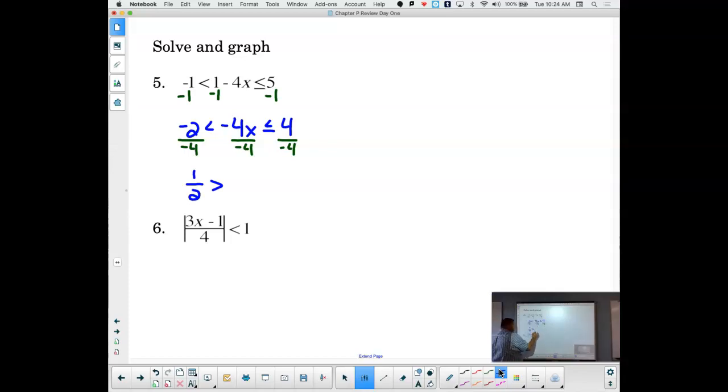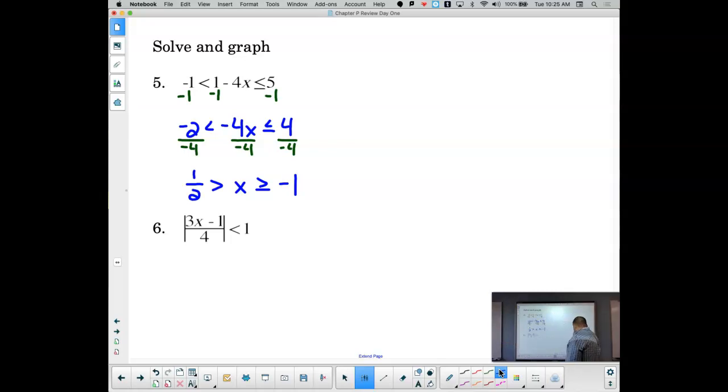Negative 4 divided by 4 just gets me 1. 1 times x then is x. My less than or equal to symbol flips around to a greater than or equal to symbol. And 4 divided by negative 4 is negative 1. So I get that as an inequality, but truly that's not written correctly because the larger number, the positive number, is on the left where the smaller number should go, and the negative number is on the right where the bigger number should go.